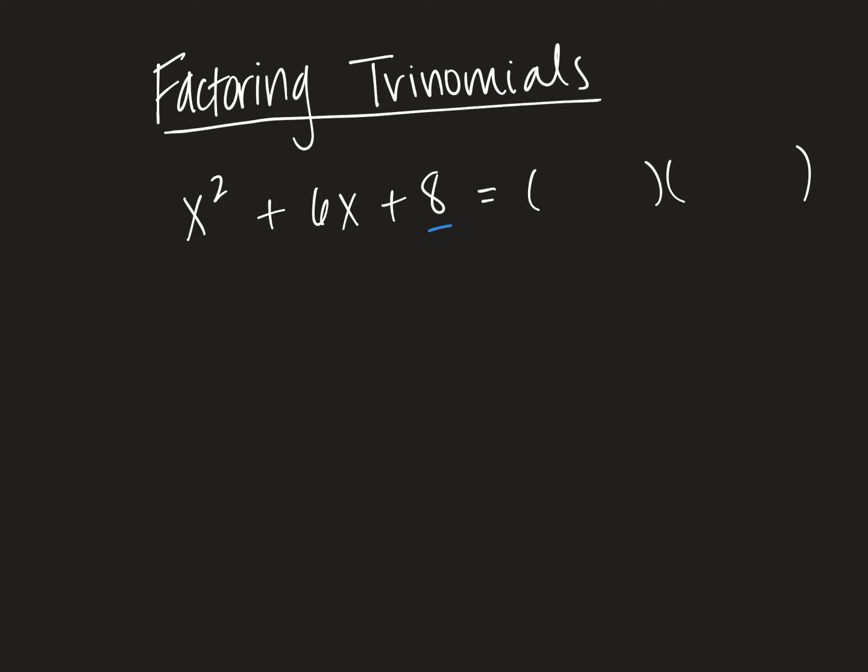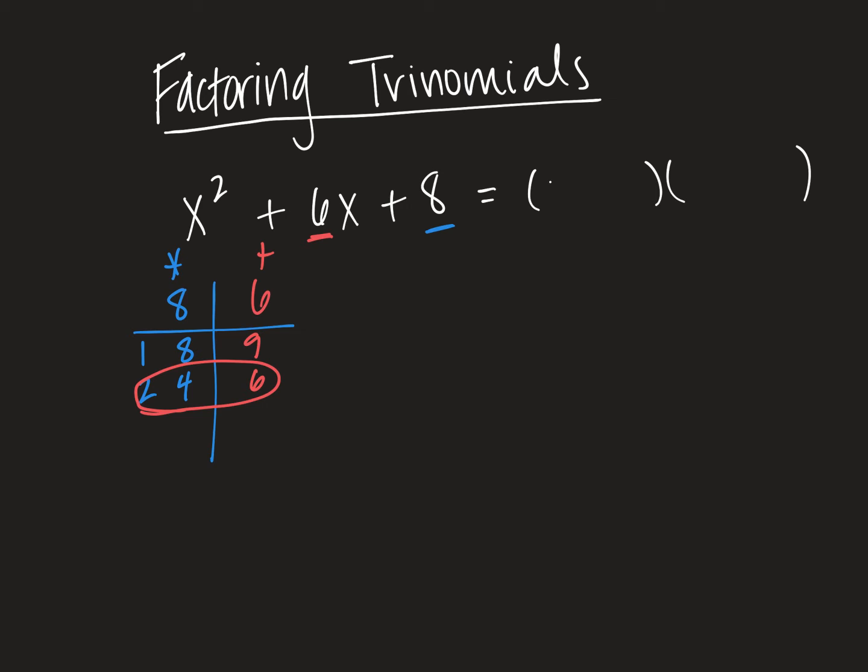I like to take the last number and think of things that will multiply to give me the last number, but add to give me the middle number. And I like to do it in a T-chart because it gives me a little bit more organization. Since everything is positive, I'm going to keep them both positive. So 1 times 8 is 8, and 2 times 4 is also 8. If I start adding those together, 1 plus 8 is 9, and 2 plus 4 is 6. This is the pair that actually adds to give me 6, but multiplies to give me 8.